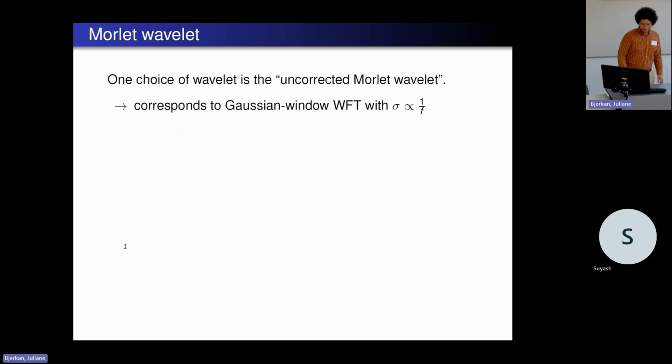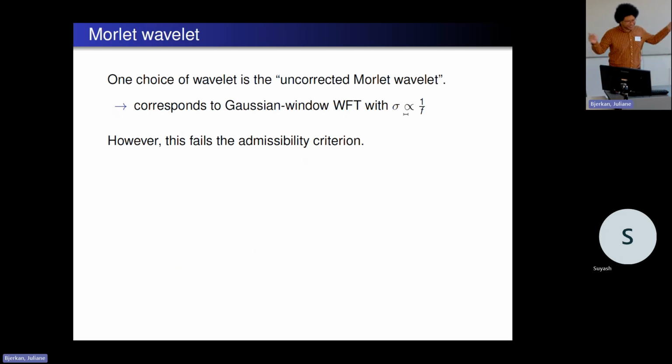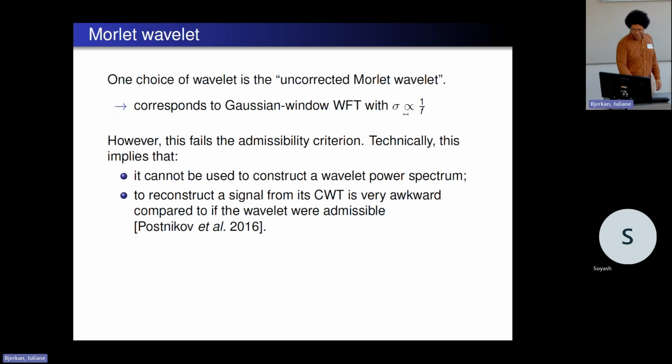Now, in terms of the choice of the wavelet shape itself, one choice is what I'm going to call the uncorrected Morlet wavelet. The idea is this corresponds to doing the Gaussian windowed Fourier transform, but just with the rescaling of the window width as in the wavelet transform. This is done because Gaussians are nice, as I've explained. However, the problem with this is that it fails a so-called admissibility criterion. It's not an admissible wavelet.